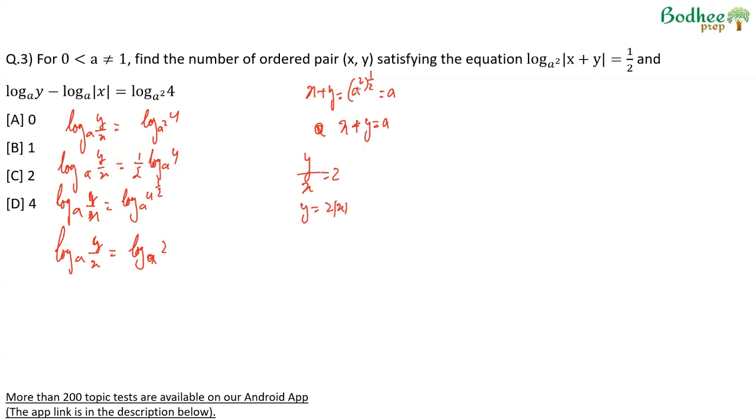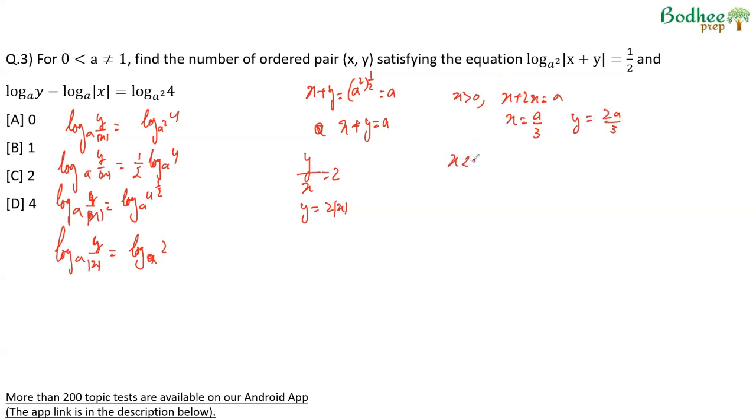Y is equal to 2 mod x, and therefore if we put y as mod of 2x here, we are making two cases. One, x is greater than 0, in which case we'll have x plus 2x is equal to a, which means 3x is equal to a. x will be a by 3, which means y will be 2a by 3.